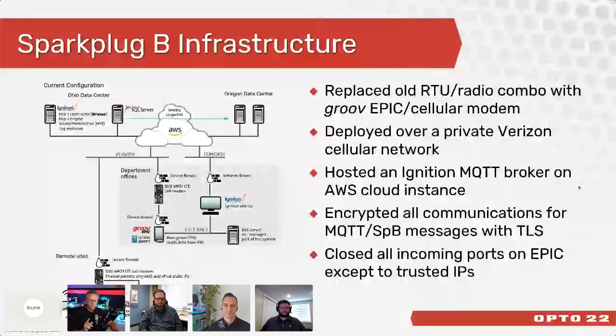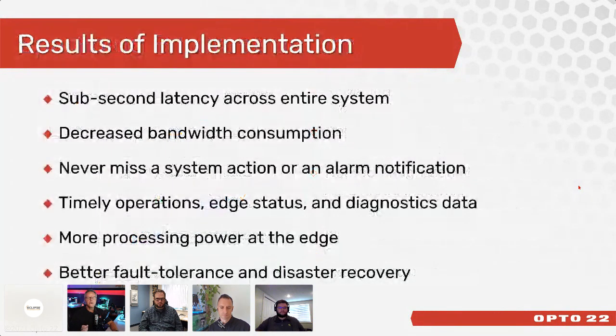The other important thing here is that everything is TLS encrypted. Not only are we using outbound connections and protecting all those assets in the field, but we're also publishing all this data over TLS encrypted and authenticated connections back up to MQTT Distributor by Cirrus Link Solutions, running on that Ignition platform on AWS. So pretty cool. If you look at the results: sub-second latency access across the entire system and significantly reduced bandwidth. They never miss anything in the field anymore. They're getting edge status and communication statuses like they never were able to before.